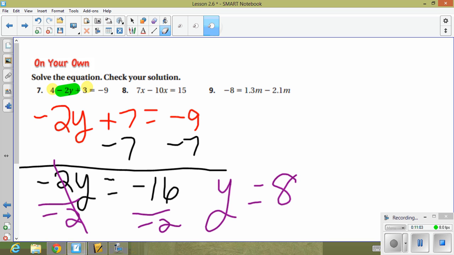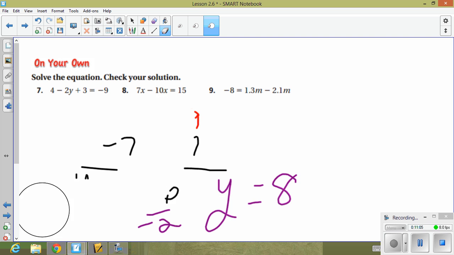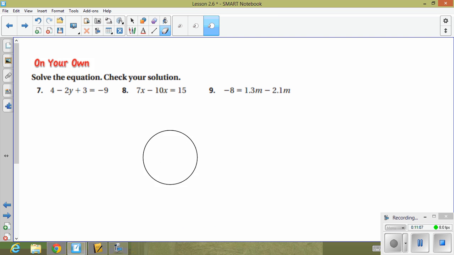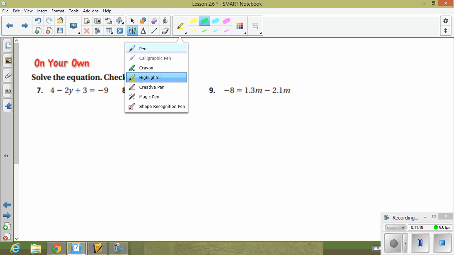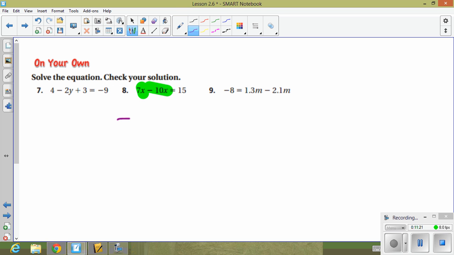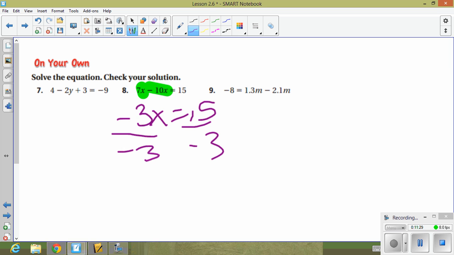All right, and now I'm going to do number 8 with you guys. And the first thing I'm going to do is identify like terms, which is the 7x and the minus 10x. So 7 minus 10 is negative 3x is equal to 15. And to isolate the variable, I divide, which is the inverse of times, cancel, x is equal to negative 5.